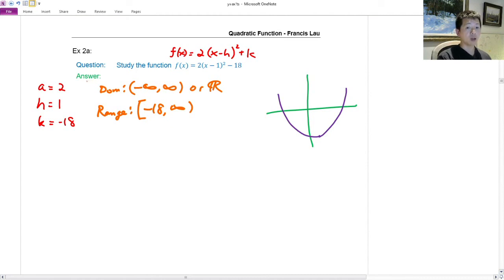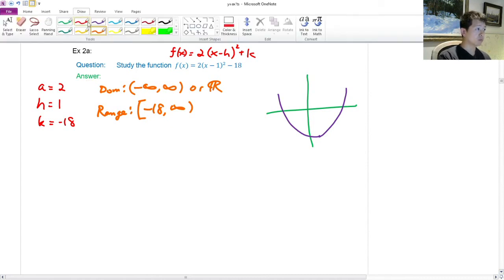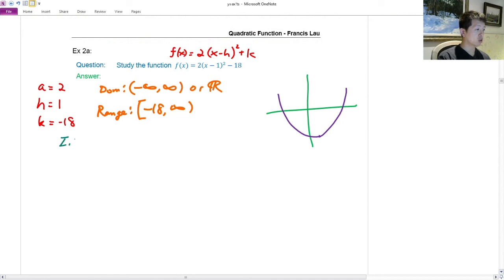Now we need to find the initial value. Which is going to be x equals 0 and y equals what? So we just need to plug it in. y equals 2 times (0 minus 1) squared minus 18. And then if we calculate this, it's going to be minus 1 squared, which is 1. Times 2 is 2. 2 minus 18 is minus 16. So my initial value is actually minus 16.